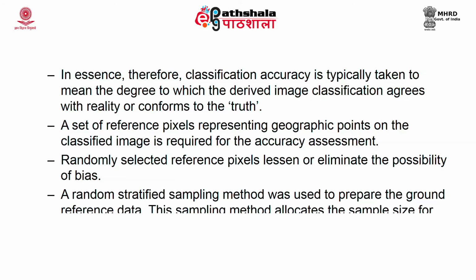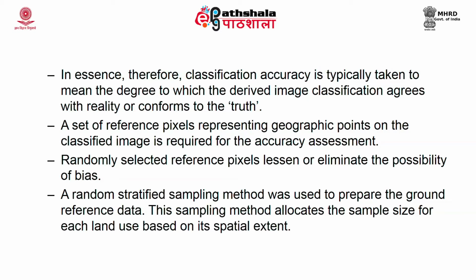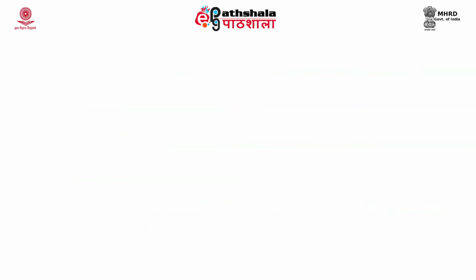A set of reference pixels representing geographic points on the classified image is required for accuracy assessment. Randomly selected reference pixels lessen or eliminate the possibility of such bias. A random stratified sampling method is generally used to prepare the ground reference data, and the method allocates the sample size for each land use based on its spatial extent.